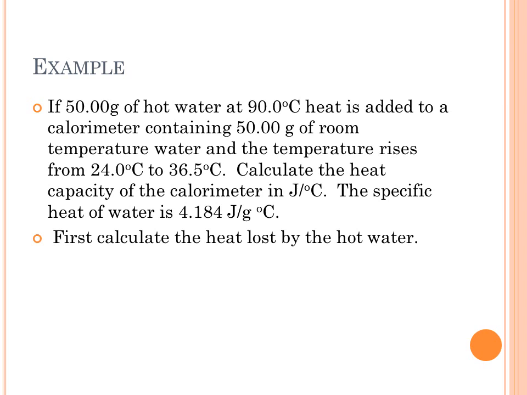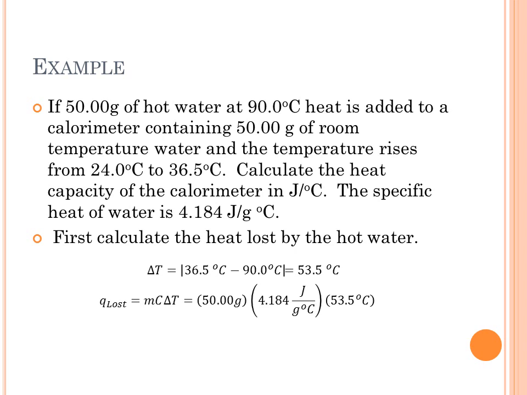What you have to do is calculate the heat lost by the hot water, just Q equals mc delta T. So there's our delta T. We're going to absolute value this so that we don't get a sign issue. 53.5 degrees Celsius temperature change, and plug that in for the heat lost. And since we're saying lost, that kind of accounts for the sign.